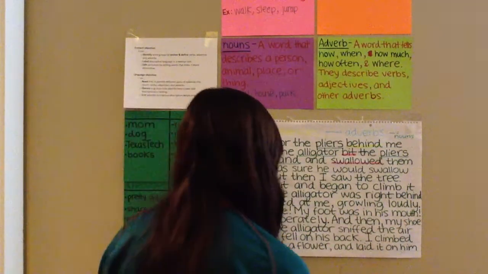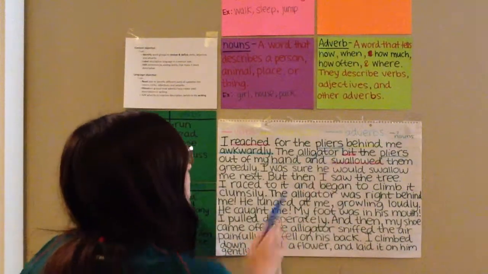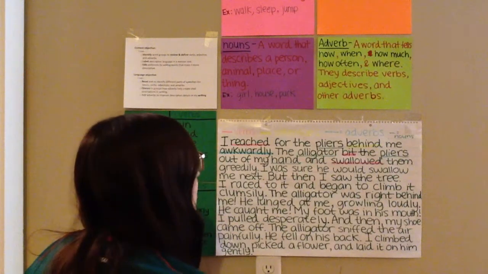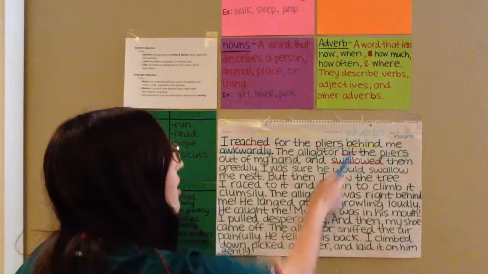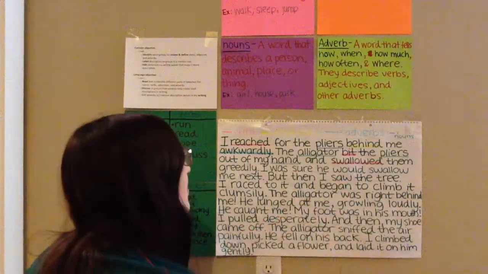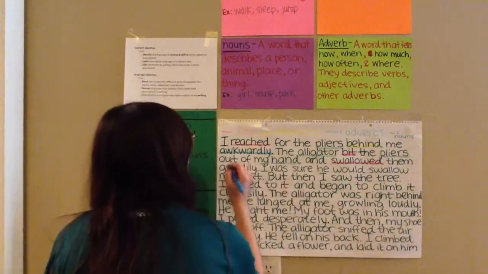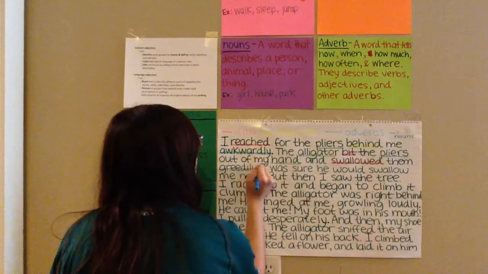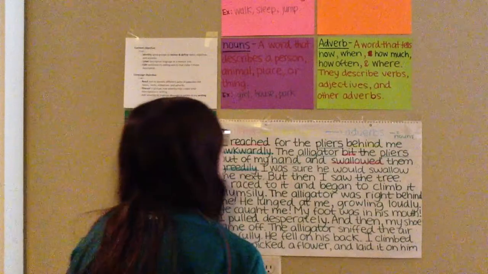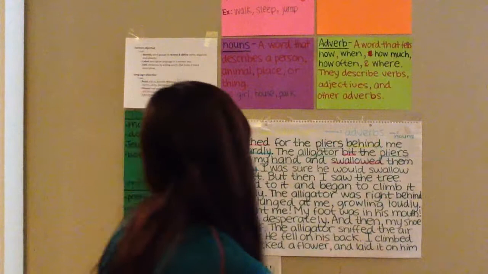So now I need to look for an adverb. Is there an adverb that is describing how the alligator bit? The alligator bit the pliers out of my hand. No, there is no adverb describing how the alligator bit. Let's see if there's an adverb describing how he swallowed them. He swallowed them greedily. Okay, so greedily is telling me how the alligator swallowed those. Good. I'm going to do one more sentence with you, and then you're going to help me.